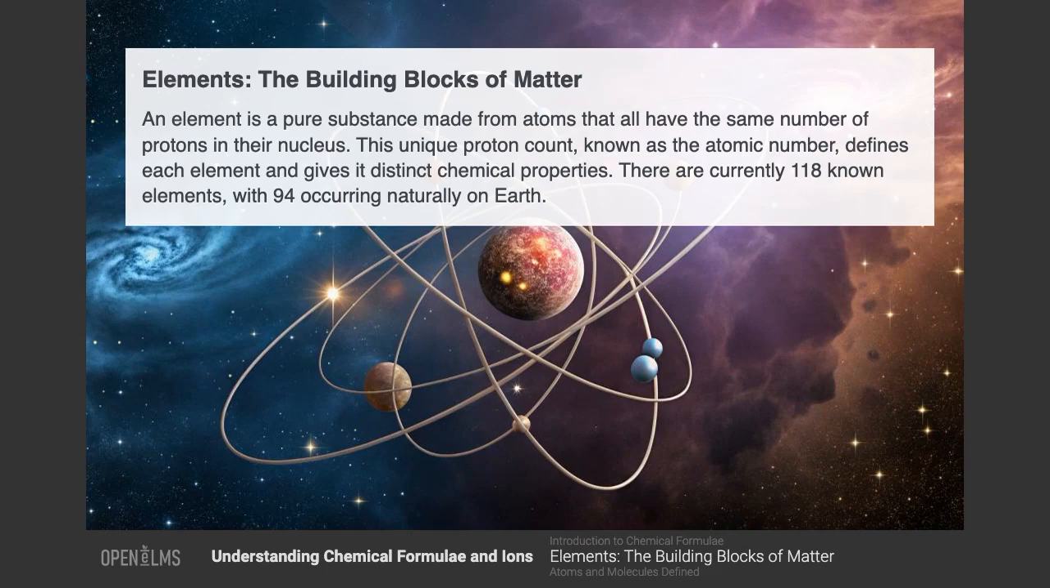Elements, the building blocks of matter. An element is a pure substance made from atoms that all have the same number of protons in their nucleus. This unique proton count, known as the atomic number, defines each element and gives it distinct chemical properties. There are currently 118 known elements, with 94 occurring naturally on Earth.